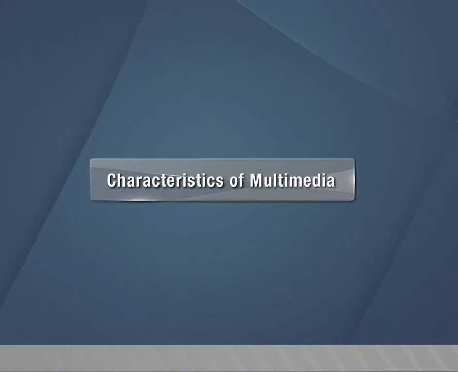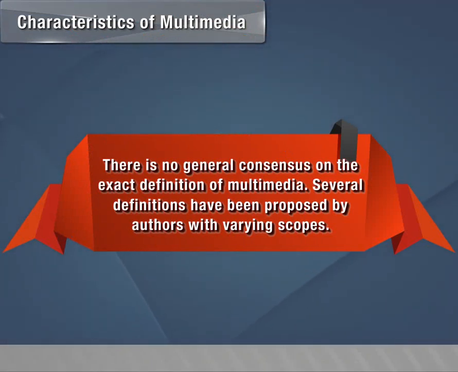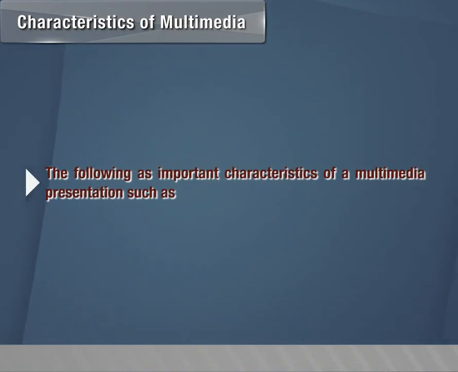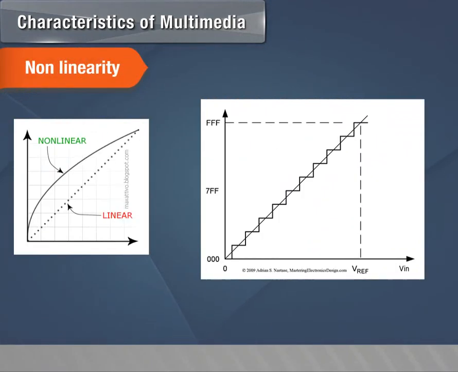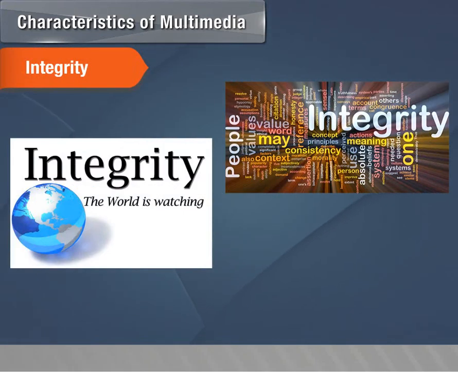Characteristics of multimedia. There is no general consensus on the exact definition of multimedia. Several definitions have been proposed by authors with varying scopes. Multimedia is an interdisciplinary, application-oriented technology that capitalizes on the multisensory nature of humans. The following are important characteristics of a multimedia presentation: multiple media, non-linearity, scope of interactivity, integrity, digital representation, browser support.